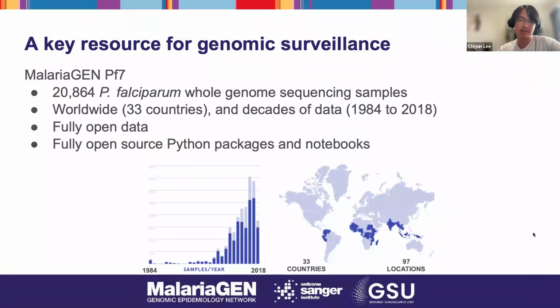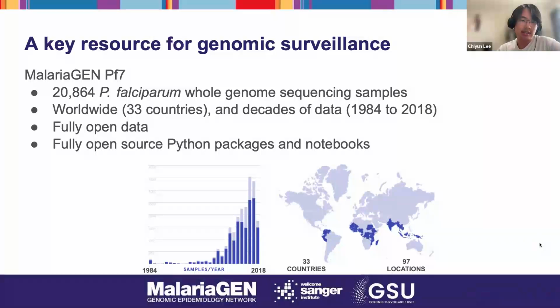Pf7 dataset, which is, as we all know, a very key resource for genomic surveillance in the malaria community. It holds 20,864 Plasmodium falciparum whole genome sequencing samples, which is enormous. What's really good about this dataset is that it's spread all across the world, across 33 countries, and it's literally decades of data. And that's thanks to all of the many study partners that have contributed samples to the MalariaGEN Pf7 data release. So yeah, big thank you goes out to everyone.